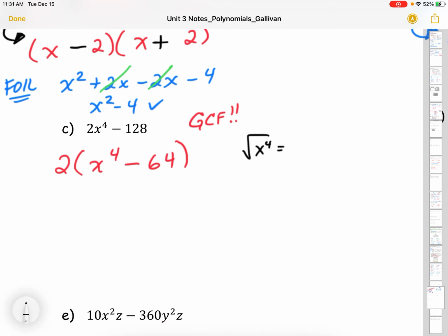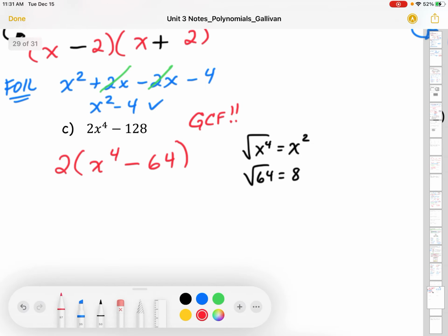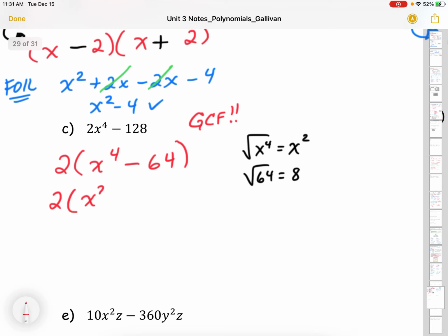What do you mean, miss? Well, the square root of x to the 4 is x squared, and the square root of 64 is 8. So let's do this one. Okay? So from that, 2 times x squared minus 8 times x squared plus 8.